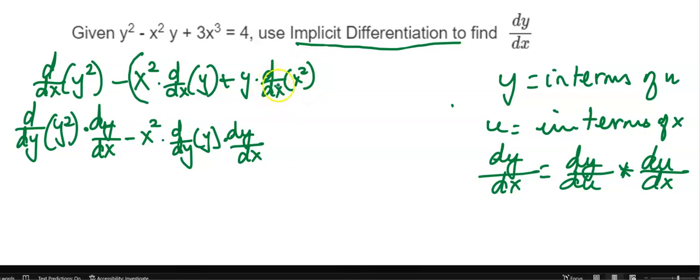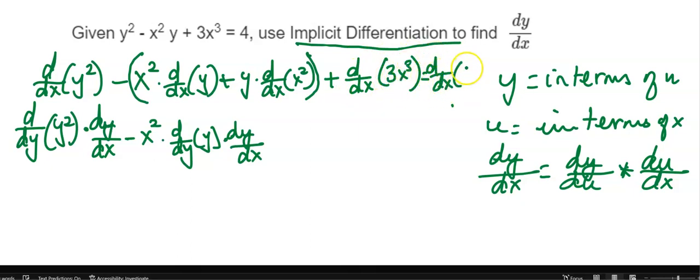So here, look at this. We are differentiating an x term with respect to x, so there's no need of that chain rule. Then you have d dx of 3x cubed equals d dx of the right hand side, which is equal to 4 here. So the same thing we can continue over here also. So let me put parenthesis.